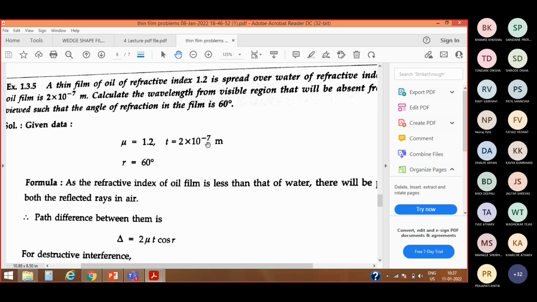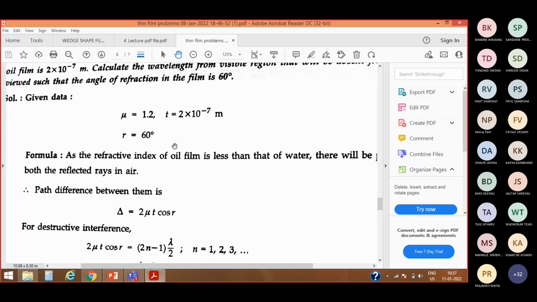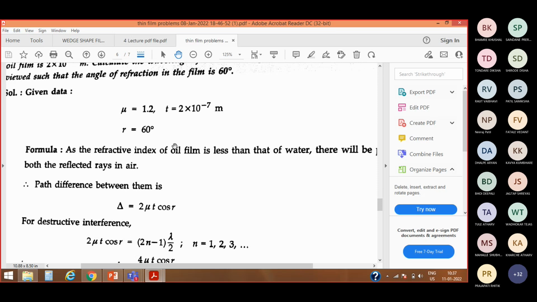and put that value in the cos of r. What is the equation for this? So this is the equation you need to take because darkness has happened. It means visible spectrum will be absent from the reflected light. And your darkness की condition है. In that destructive interference, what is the condition for the destructive interference? 2 mu t cos of r is equal to 2n minus 1 into lambda by 2. And value of n is equal to 1, 2, 3, 4, like that.